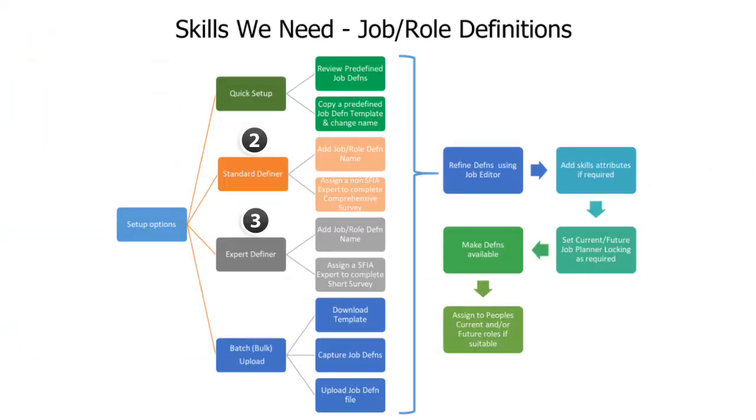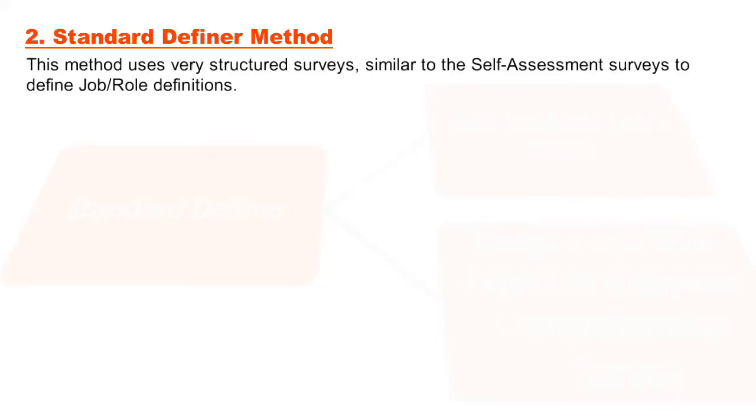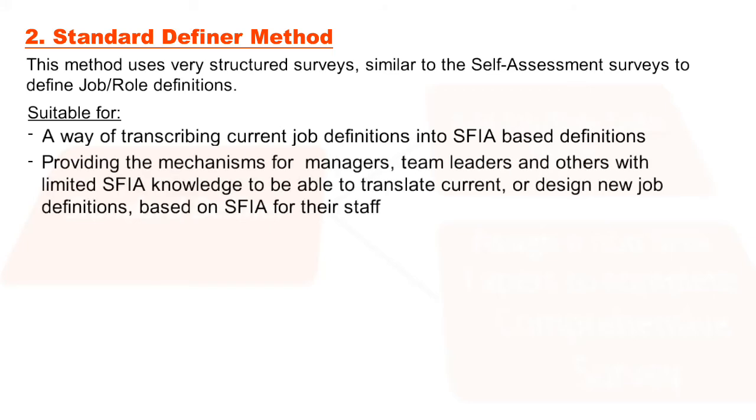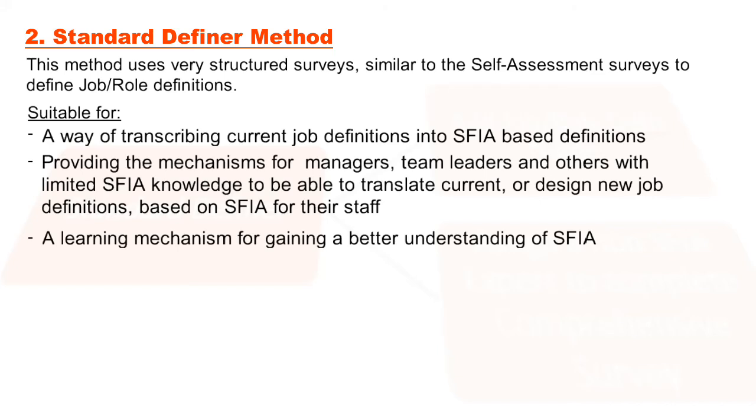I'll now explain the last two capture options. The standard definer method. This method uses very structured surveys similar to the self-assessment surveys to define job and role definitions. This method is suitable for a way of transcribing current job definitions into Sophia-based definitions, providing the mechanisms for managers, team leaders and others with limited Sophia knowledge to be able to translate current or design new job definitions based on Sophia for their staff, as well as a learning mechanism for gaining a better understanding of Sophia.